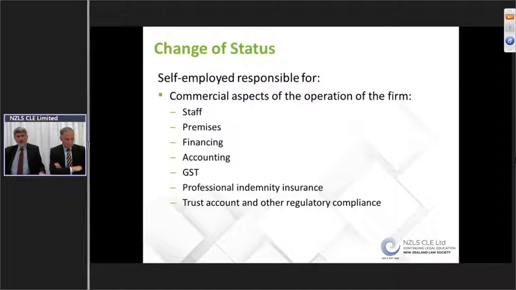As a self-employed lawyer, you'll be responsible for all the commercial aspects of the operation of your firm. You'll need to hire staff. You'll need to arrange premises and presumably a lease. You'll need to arrange financing from your bank. You'll need to deal with accounting. You'll need to deal with GST. You'll need to deal with professional indemnity insurance. And if you're operating a trust account, you'll need to run the trust account and make sure that you comply with all other regulatory requirements.